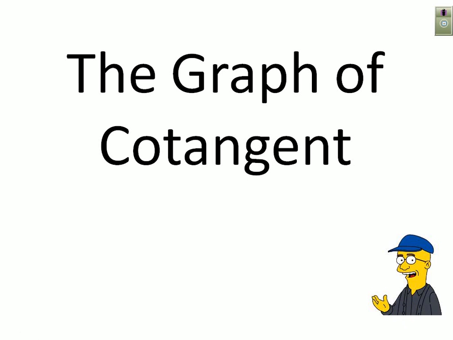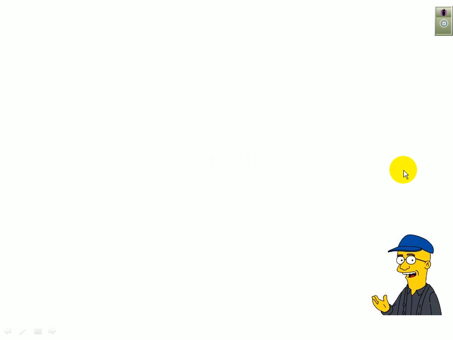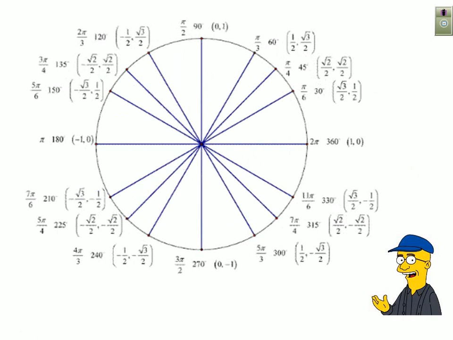Okay, we've looked at the graph of sine, cosine, tangent. Now we're ready to look at cotangent. And just as we did with all the other three trig functions, we're going to start with the unit circle and make some observations from the unit circle to see if we can figure out what the graph of cotangent looks like. Now remember, cotangent is the ratio of cosine to sine.